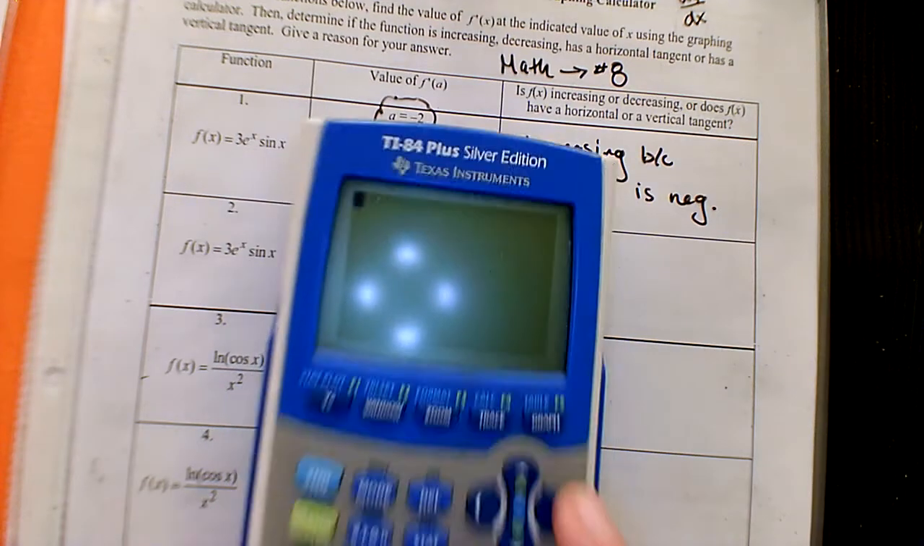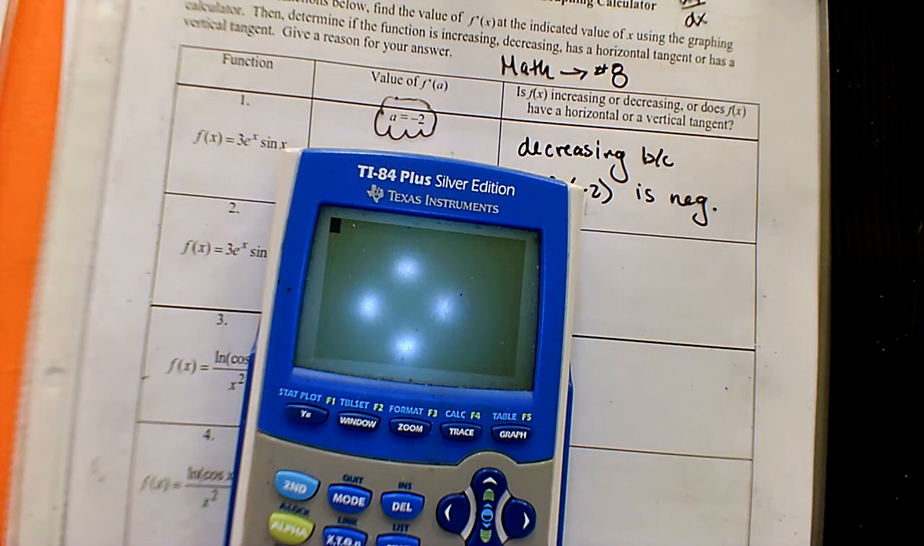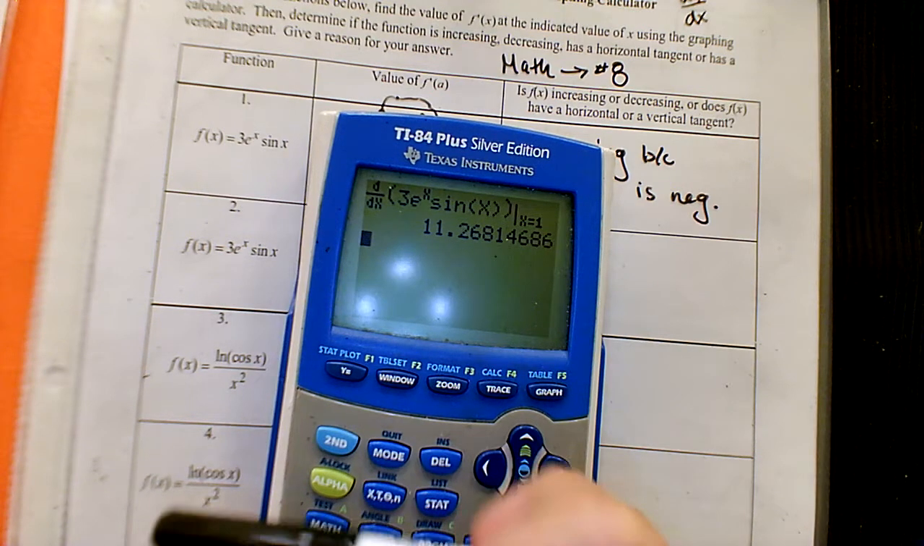So, yes? What about put right there? Like on the bottom? X. Okay. All right, so hit math down to 8. The first box is an x. The second box is your function. And the last box is the number that you want to evaluate the derivative for. All right, 11.2681.